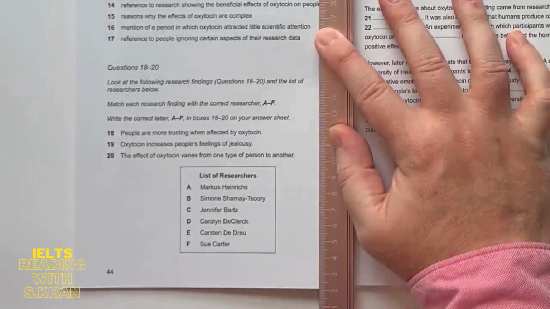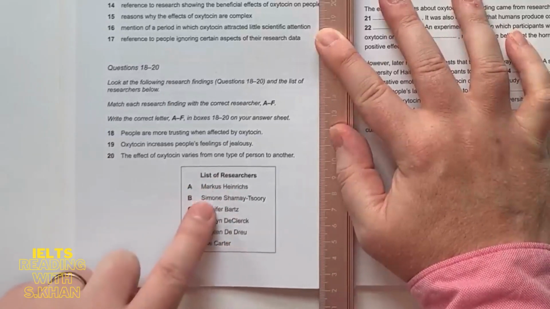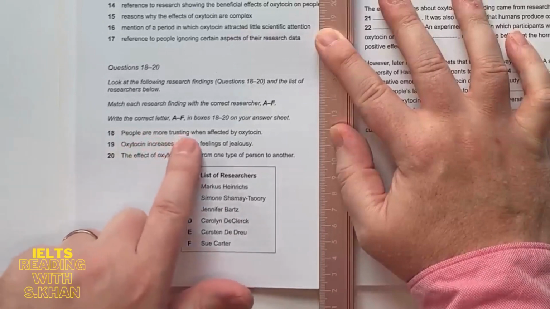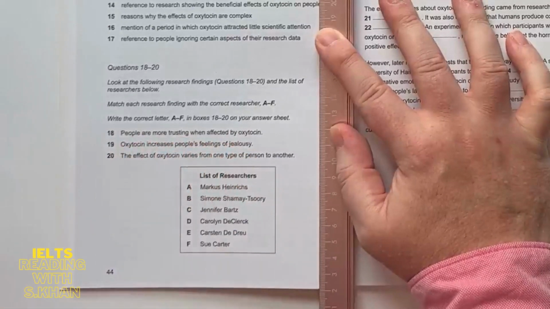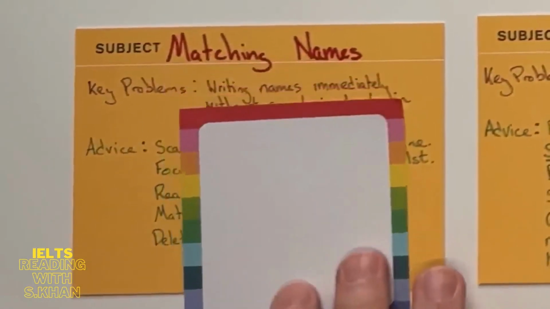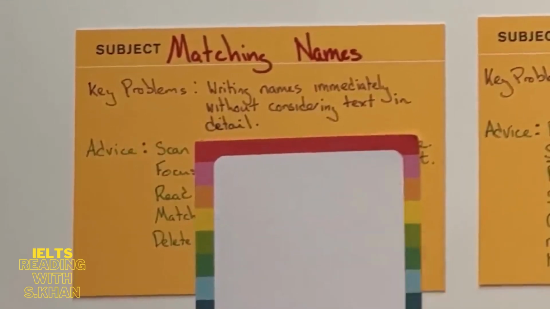Choose the correct answer. Here we have a matching names question. As you can see, there's a list of names here, and what it asks you to do is look at the text and then match the people's names here with the statements here. So, people are more trusting when affected by oxytocin. Who said that? So, matching names. Key problems there are writing names immediately without considering the text in detail.